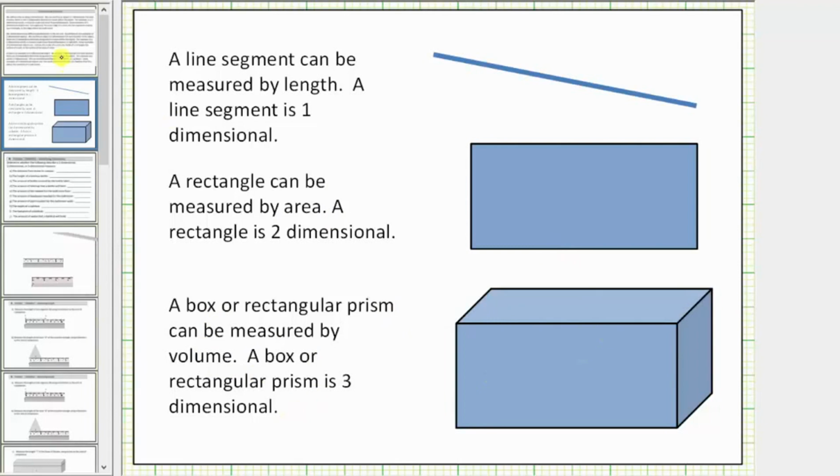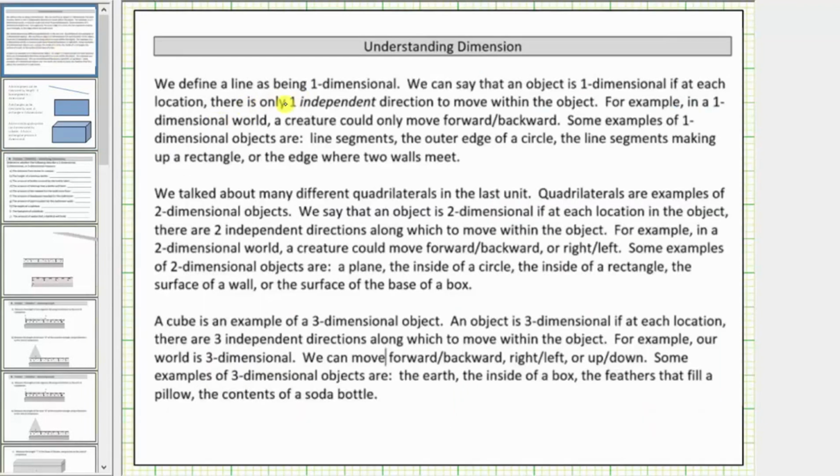To expand on this idea, we define a line segment as being one-dimensional. We can say that an object is one-dimensional if at each location there's only one independent direction to move within the object. For example, in a one-dimensional world, a creature could only move forward or backwards. Some examples of one-dimensional objects are line segments, the outer edge of a circle, the line segments making up a rectangle, or the edge where two walls meet. All these can be measured in length.